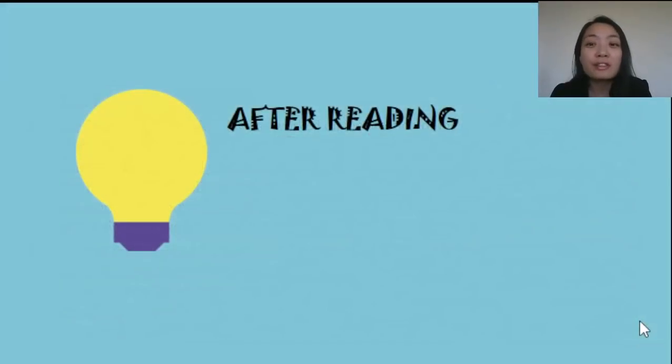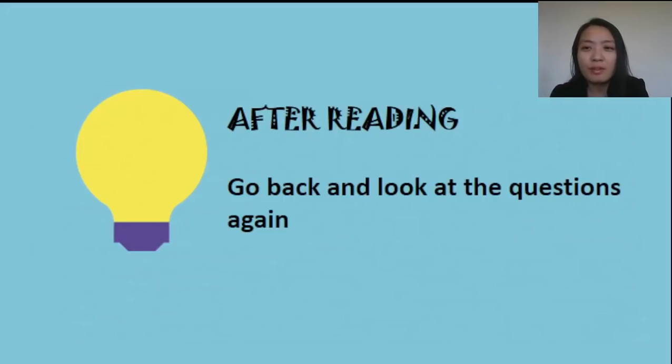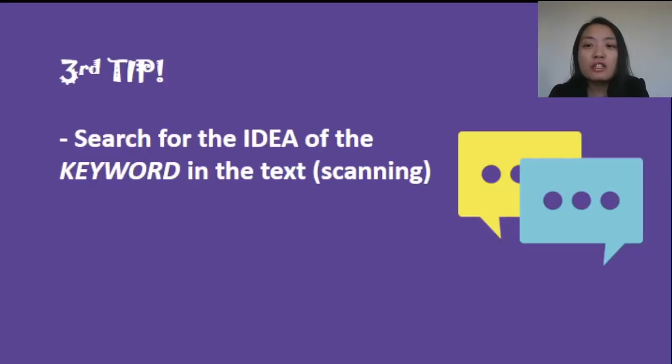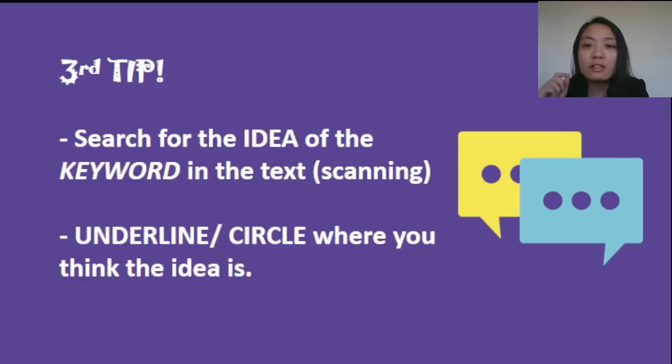So you're done reading the text. What do you do next? After reading, go back and look at the questions again, of course. And then what do you do after you look at the questions? This is the third tip. Search for the idea or keyword in the text. Use the scanning method and then underline where you think the idea is. So you look at the question and then you find the idea of the question in the text.